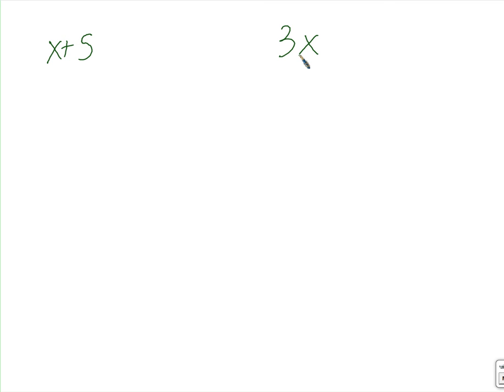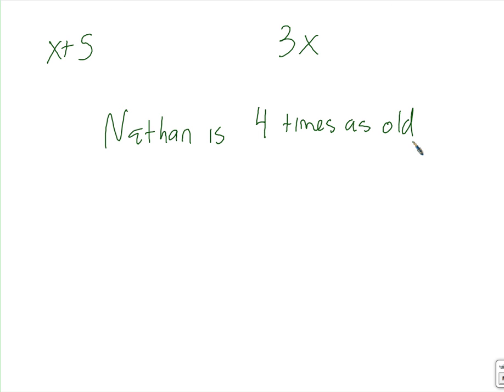Like, say, Nathan is 4 times as old as Oliver. I don't know who Oliver is. He's not 4 times older than anybody in this room. I don't know if he has a little brother that he's 4 times older than. But somebody in the world named Oliver is 4 times older than that person.